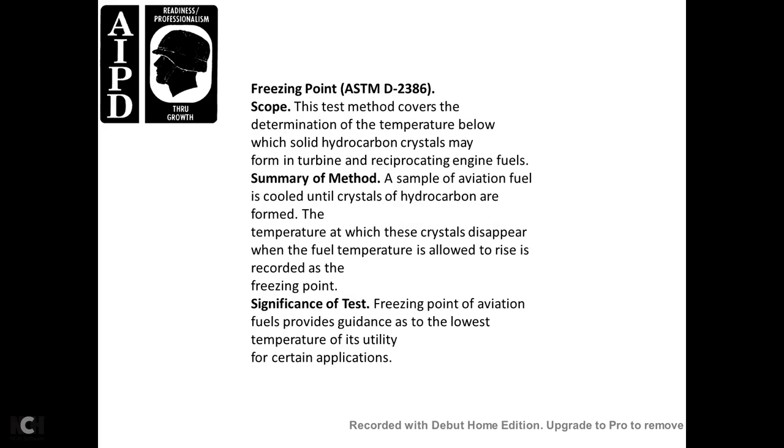certain applications. Freeze point, ASTM D2386 scope. The test method covers the determination of the temperature below which solid hydrocarbon crystals may form in aviation turbine and reciprocating engine fuels. Summary of the method: the sample of aviation fuel is cooled until hydrocarbon crystals form, then the fuel temperature is allowed to rise, and the temperature at which the crystals disappear is recorded as the freezing point. Significance of the test: the freezing point of aviation fuel provides guidance on the lowest temperature of its utility for certain applications.